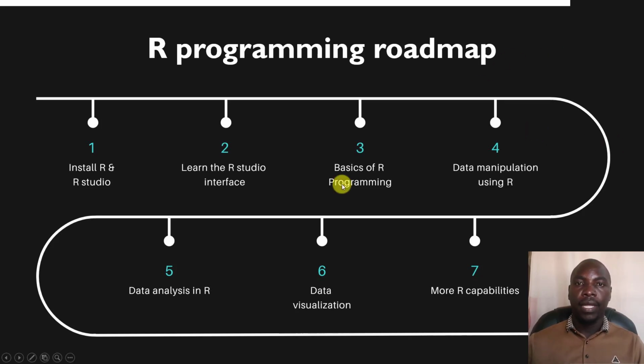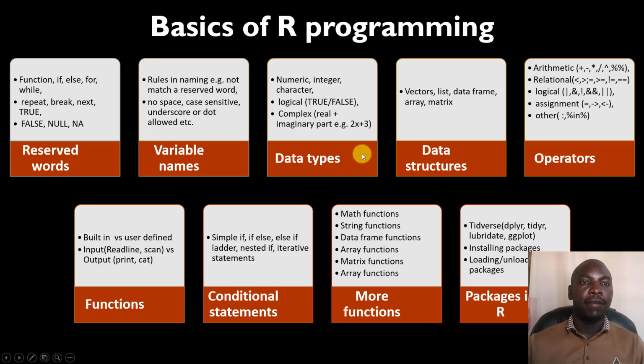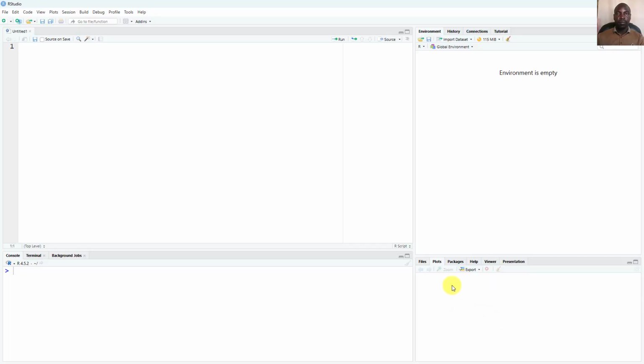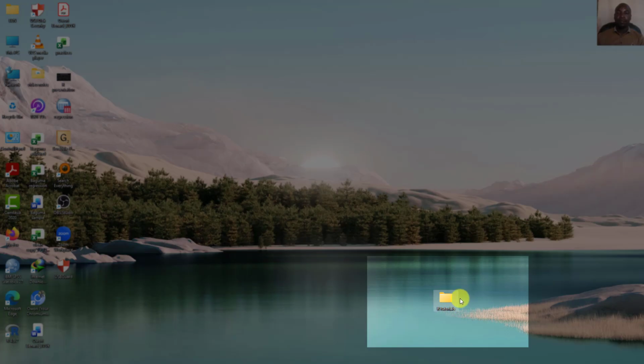We are continuing with learning our basics of R programming at step 3, and so far we have covered several of the basics. Today we are going to look at more functions of R. We are going to look at the data structure specific functions like the math functions, those for strings, data frames, arrays, and matrix functions. As usual, we are going to use one of the files from the folder containing our course materials. If you've not yet downloaded it, there is a link in the description of this video.